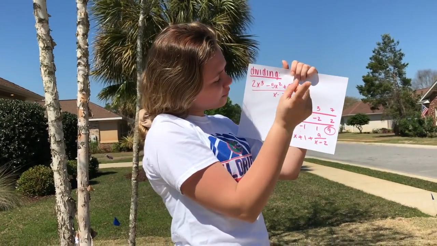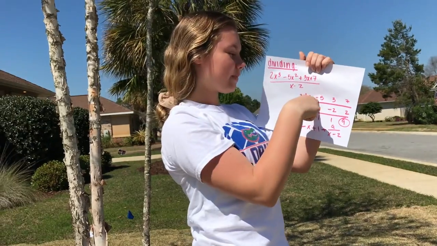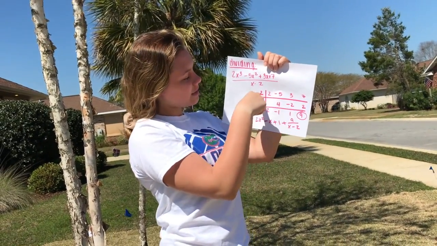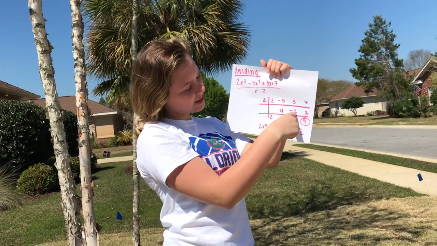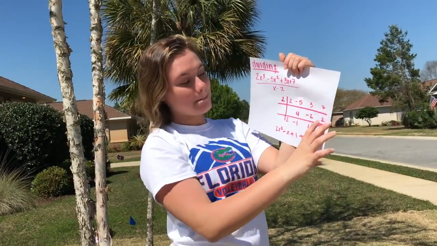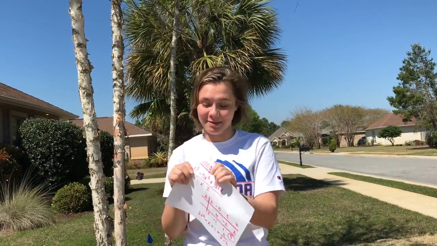And then you subtract, or I guess you add, your top number and your middle number to give you your bottom number. And then you do this one and this one to get this one, and then add, and this one to get this one, and then add. But here, we don't get a 0. So that means there is a remainder. And we learned that in like 3rd grade, so we all know what a remainder is.